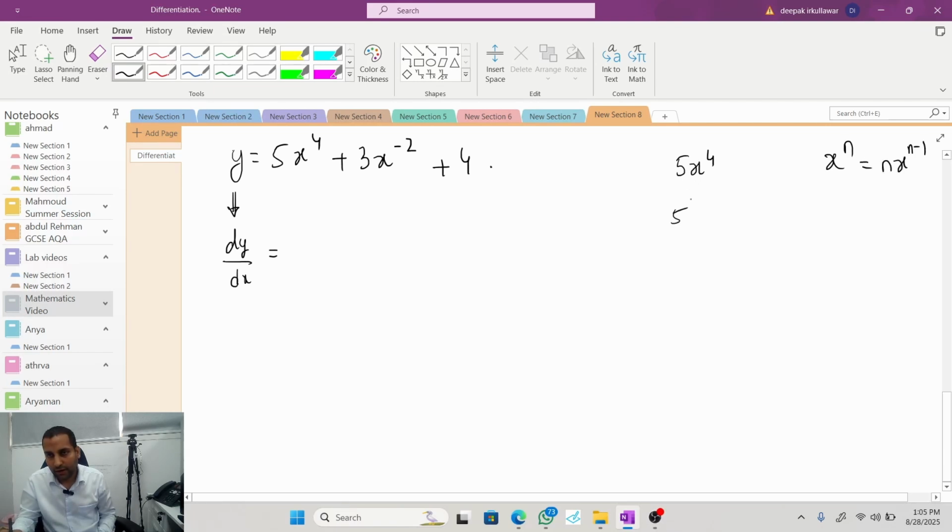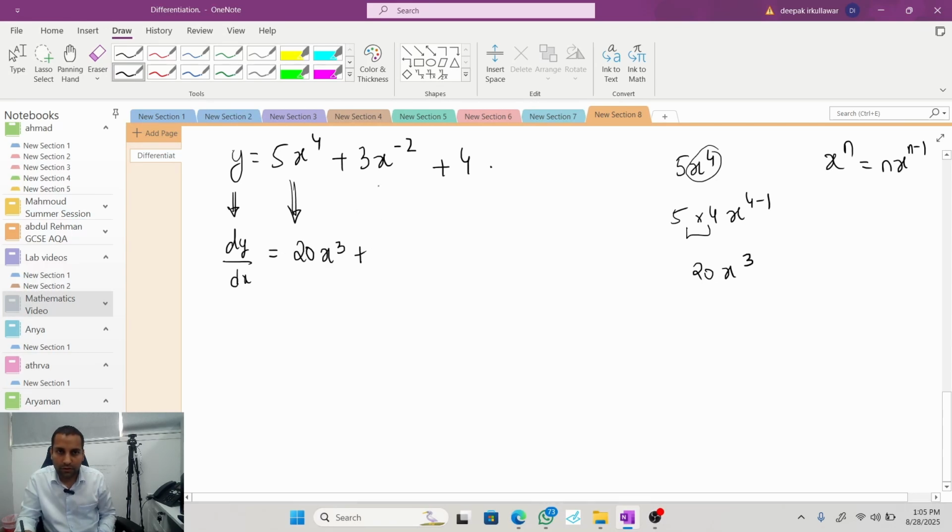So this would become 5, which will remain as it is. This x to the power of 4 will become 4x to the power of 4 minus 1. 5 times 4 is 20, x cube. So if you differentiate this, it will become 20x cube.